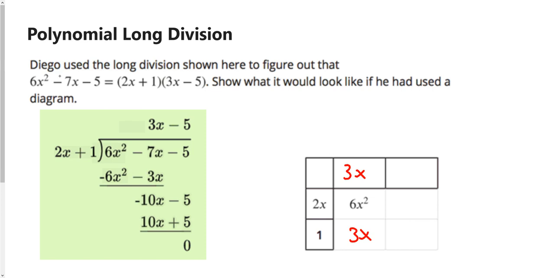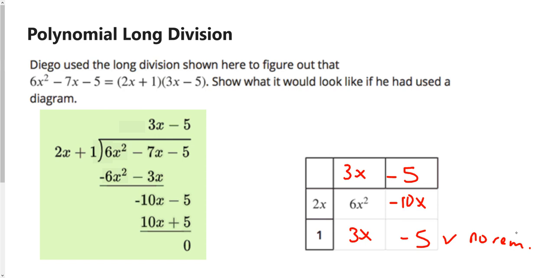So we've got a minus 7x. So what is minus 7x minus 3x? A minus 10x. And because negative 10 plus 3 is negative 7. Now that must mean that what times 2x gives you this must be 5, because 2 times negative 5 is negative 10. Okay? And then finally, negative 5 times 1 is negative 5. And since the negative 5's match, no remainder.